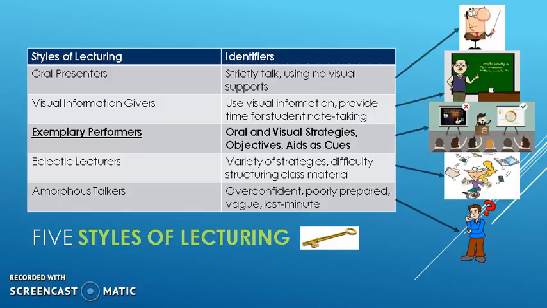And then also amorphous talkers: the overconfident, poorly prepared, vague, last minute, and that's not going to be a successful style of lecturing for the most part. Again, these are the 5 styles of lecturing. This is also one of the main points of what we're covering today.